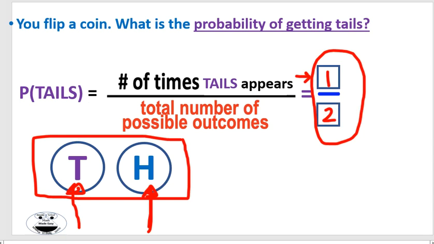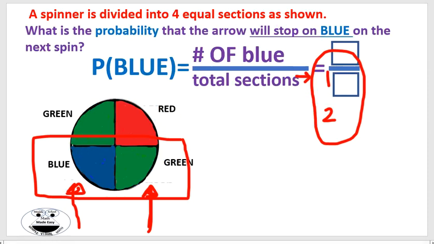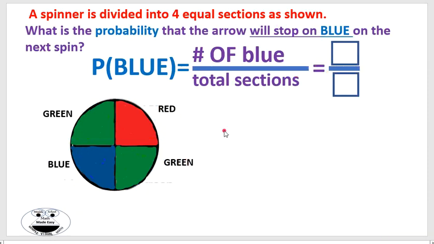So let's do another example with probability using the same type of setup where we're going to put the number of times on the top and the total on the bottom, but there are different situations we might encounter. So let's say we are spinning a spinner.